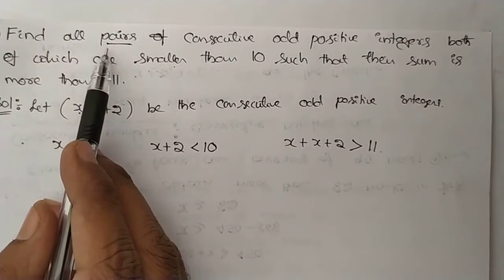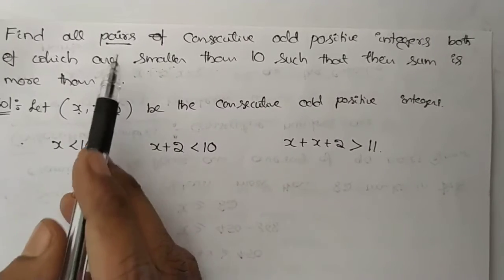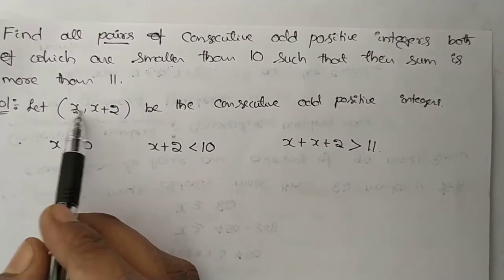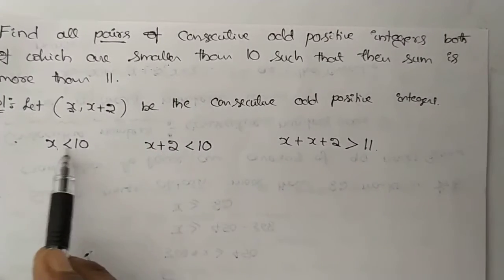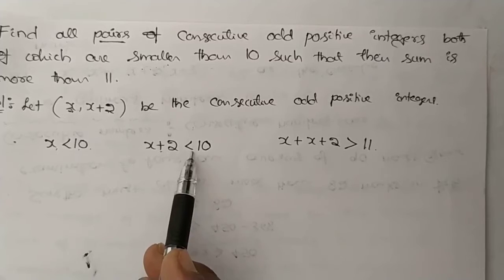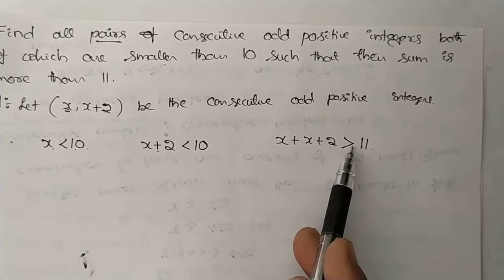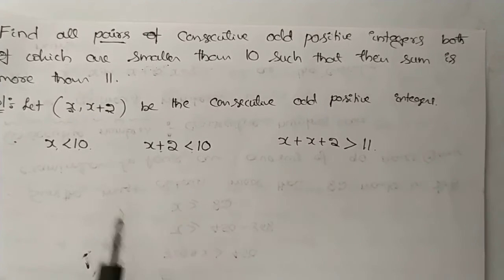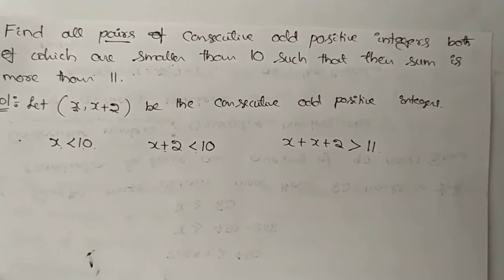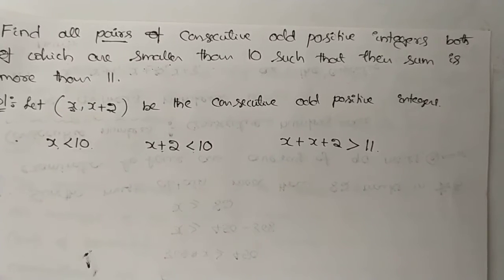Once again, find all pairs of consecutive odd positive integers. For pairs, I took x, x plus 2, both of which are smaller than 10. X is less than 10, x plus 2 is also less than 10, such that their sum is more than 11. So for more than, I took greater than 11. So it is the given data in the problem.